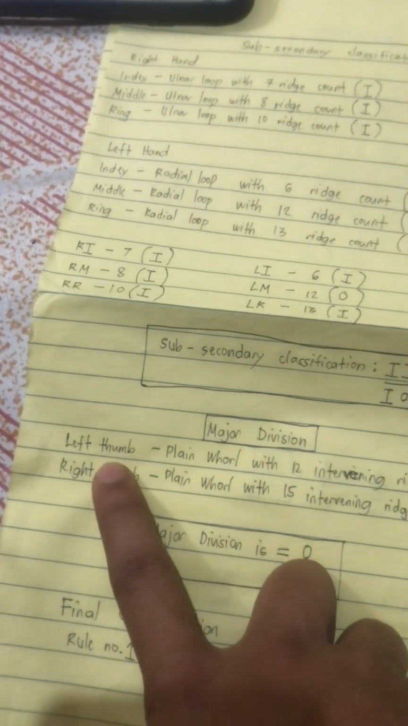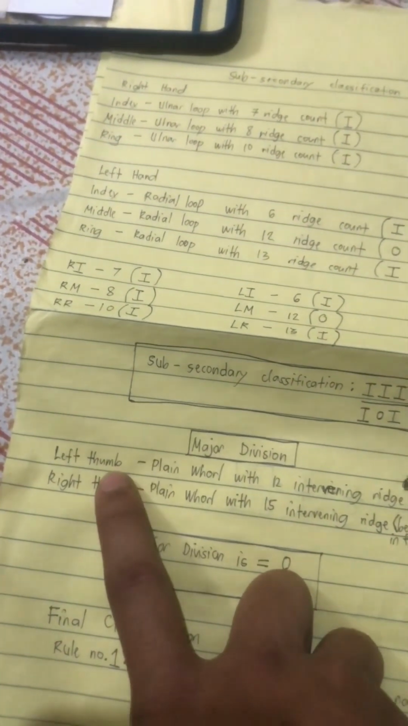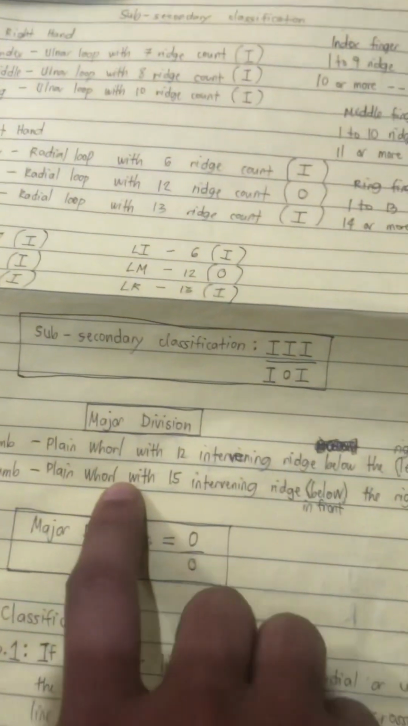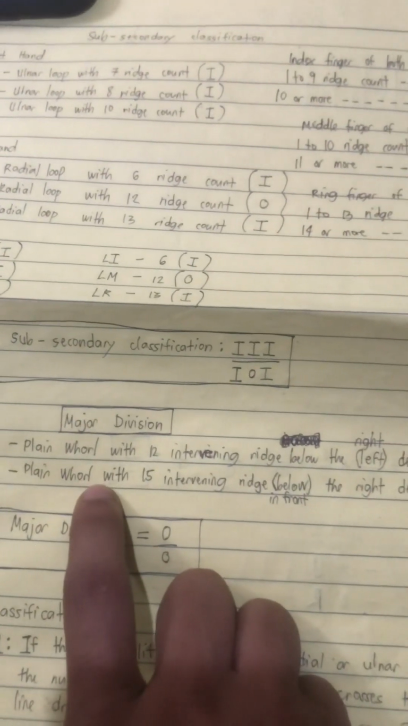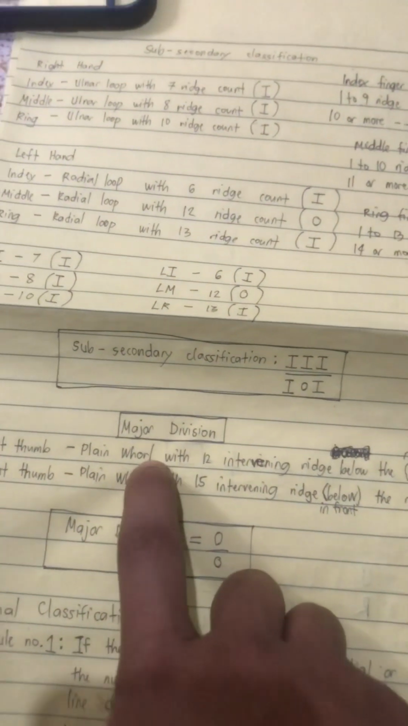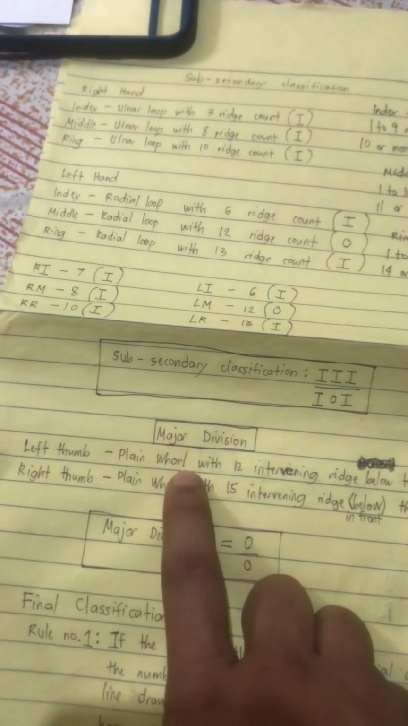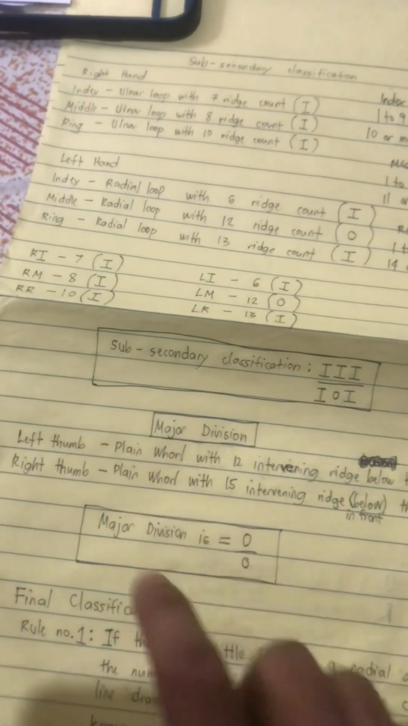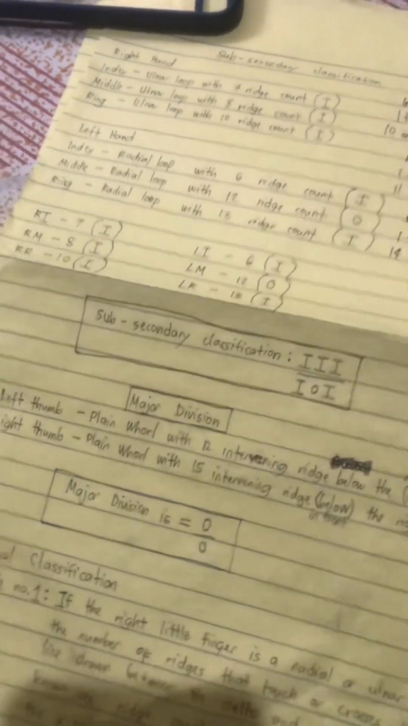So my left thumb is a plain whorl and my right thumb is a plain whorl. So we will trace rather than count because it is a plain whorl. So we will have to proceed to ridge tracing. This is my left thumb.